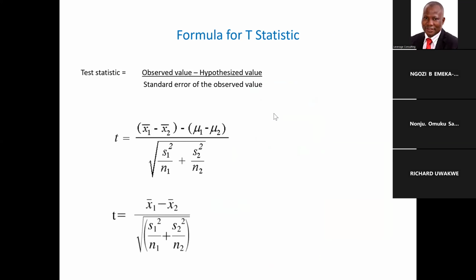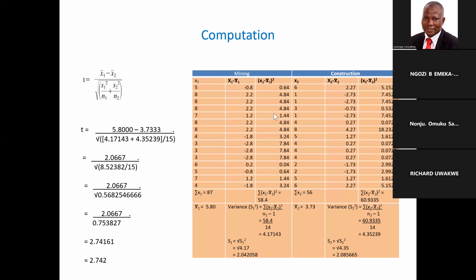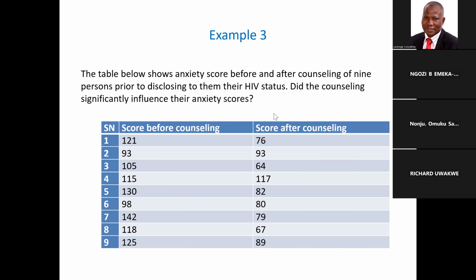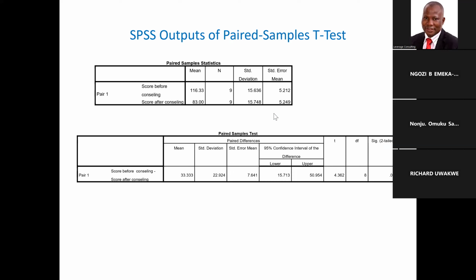And the one we have calculated is far, far higher than that. It's 4 point something, which means that it's statistically significant. So you can say that there's a difference in the anxiety score before and after. That shows that the counseling has significantly reduced the anxiety. And if you go and run it, it gives you this. And the funniest thing is that the result is not different from what we have interpreted before.